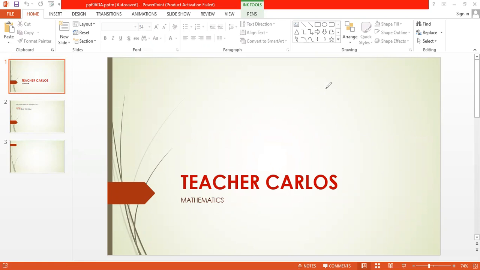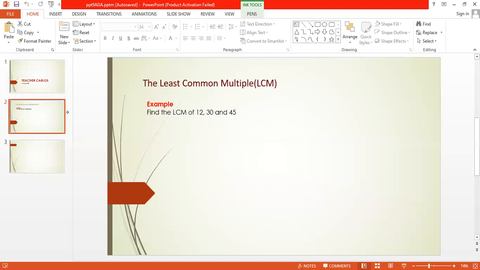We are going to start by looking at something interesting in both primary and secondary school. We have something called LCM. This is what we call the least common multiple, LCM. And straight away, we shall look at an example so that we can make things clear. If someone told you to get the LCM of 12, 30, and 45, what will you do?